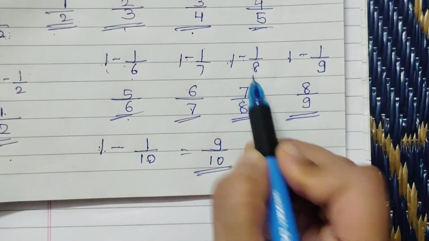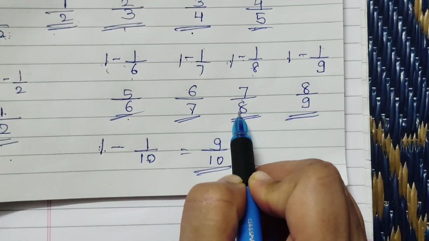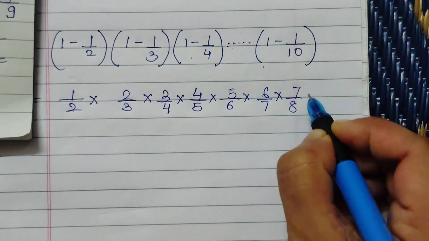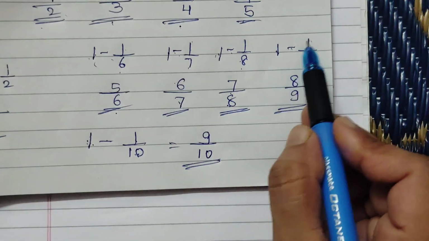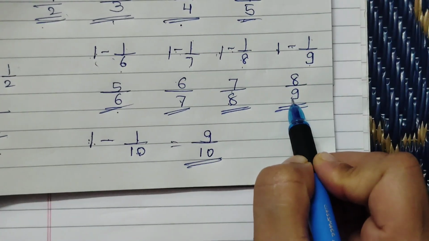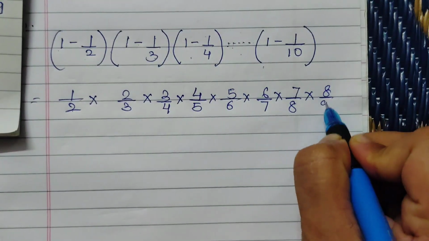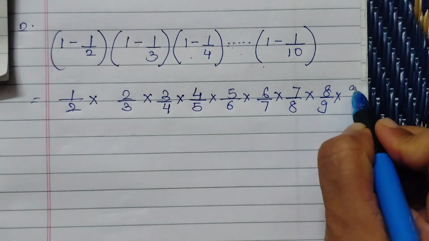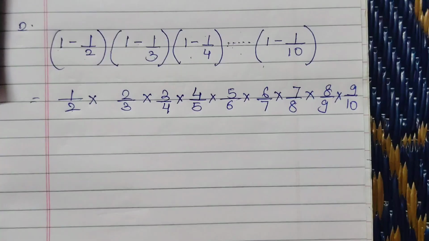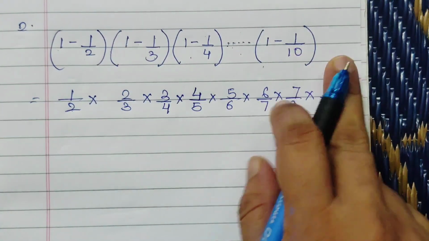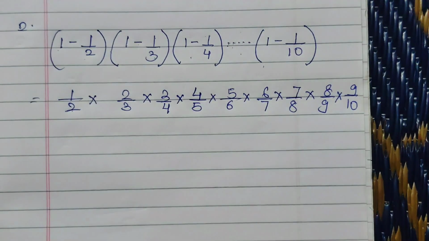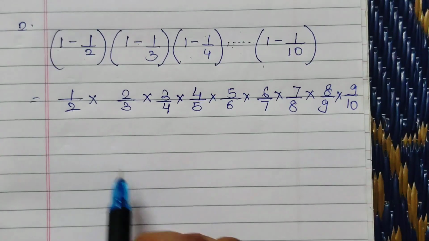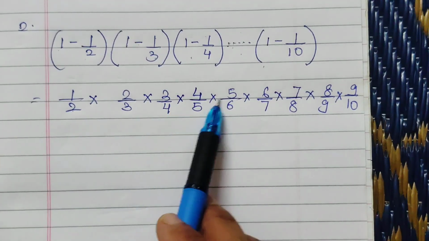Then 1 minus 1 upon 8, we got 7 upon 8. Then 1 minus 1 upon 9, we got 8 upon 9. And last, 1 minus 1 upon 10, we got 9 upon 10. Okay, so we have completed solving all the brackets. Now here, if we see, there are multiplications in between.